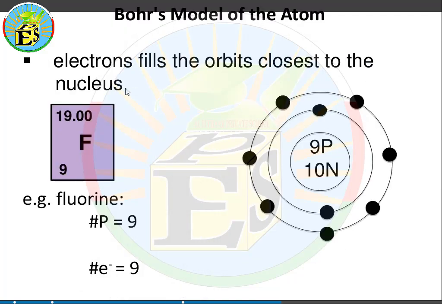In Bohr's model of the atom, electrons fall in the orbits closest to the nucleus. Fluorine-19: protons 9, electron number is 9. The nucleus has 9 protons and 10 neutrons, and 9 electrons around the nucleus.